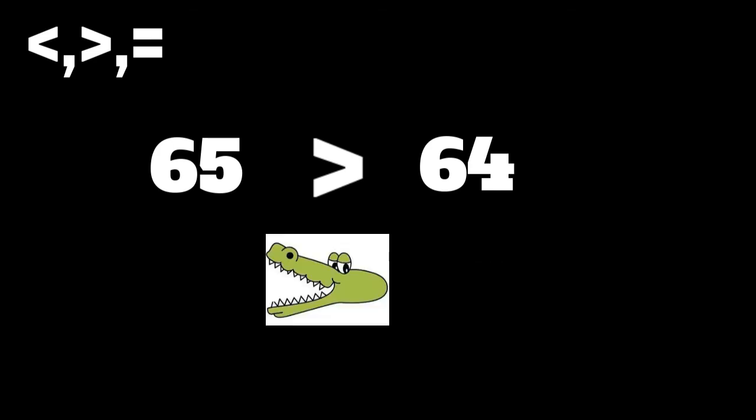So to show this comparison, I'm going to make sure I put my greater than symbol in the center, and I'm making sure that the alligator's mouth is opened towards the bigger number. So reading this comparison from left to right, I read 65 is greater than 64.